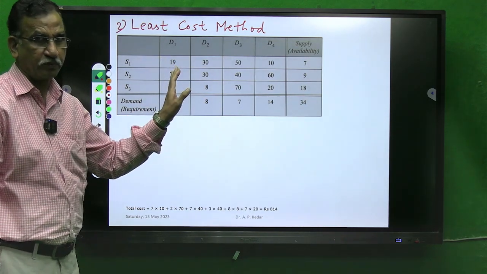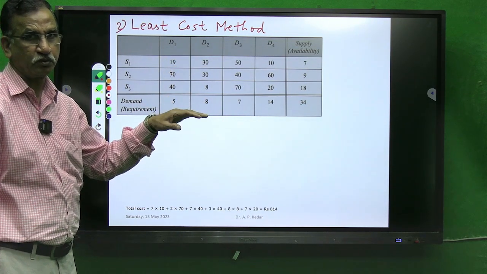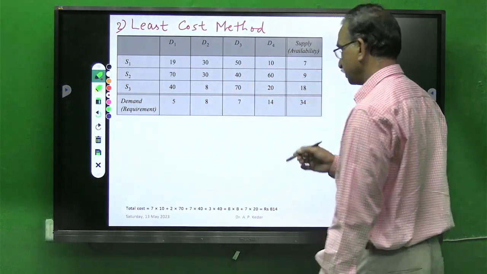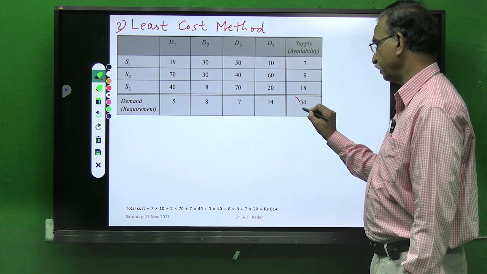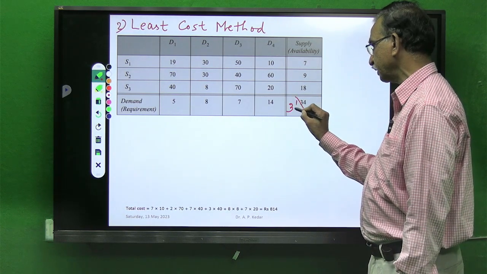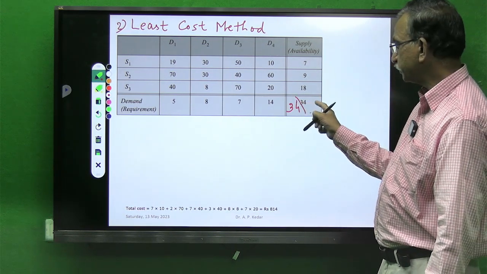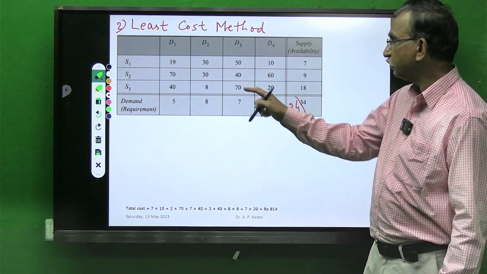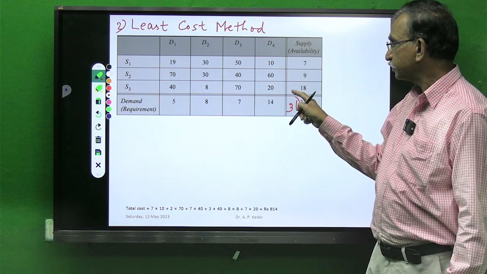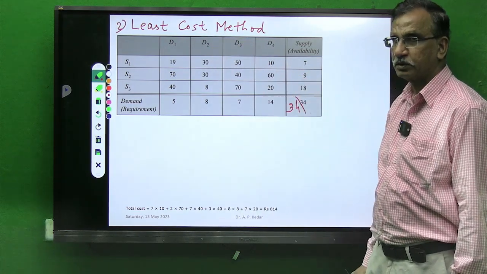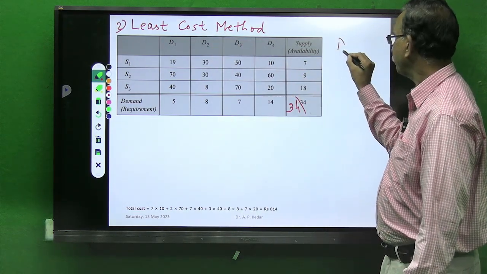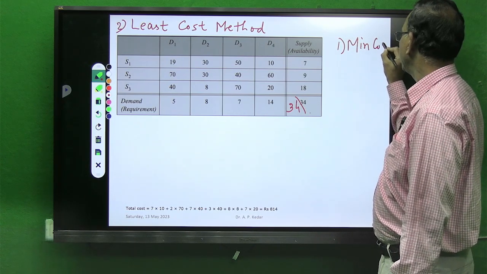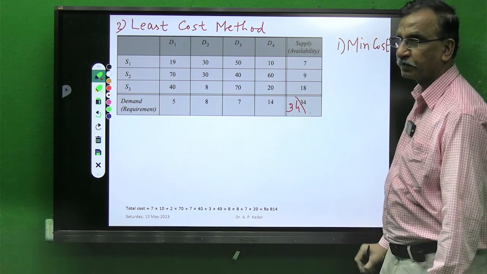Same problem. In the earlier problem we have seen how to handle the northwest corner rule. Now here again, since the problem is the same, we need not check every time. Unless we check whether total supply is equal to demand, we cannot proceed, that we know. So now, from the available matrix, what this least cost method says is: from the matrix, identify the cell with minimum cost first.